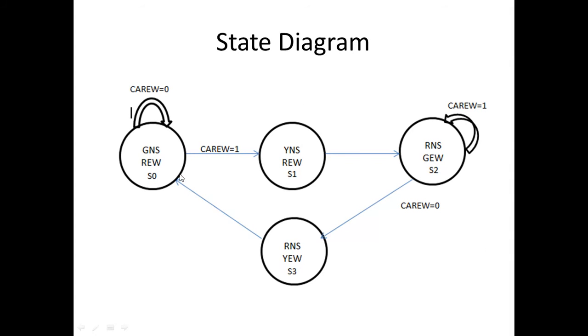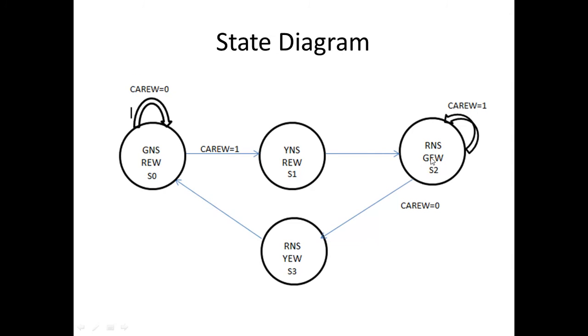Here everything starts off in north-south green, east-west red. So as long as east-west does not have a car there, it's going to stay in this state. As soon as east-west has a car, it changes north-south green to yellow, and then yellow to red. And here north-south is red and east-west is green, and it's going to stay green as long as east-west has a car there. So as long as there's a car in east-west, it stays in state 2.